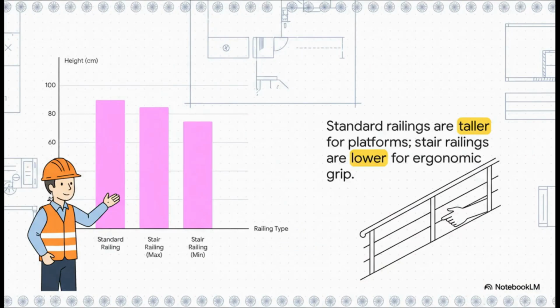This chart gives you a great visual of those height rules. You can see that standard platform railing is up there at a solid 90 centimeters, but the stair railing sits in that slightly lower sweet spot. And that's totally on purpose. It's an ergonomic thing designed to match the angle you're on when you're walking up or down stairs.